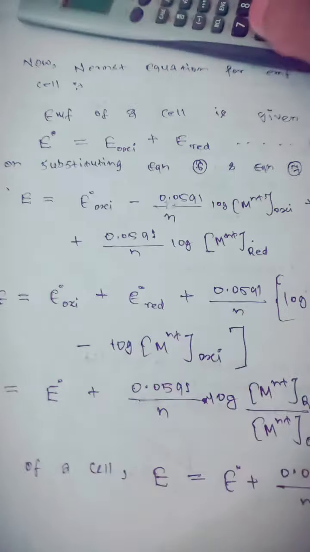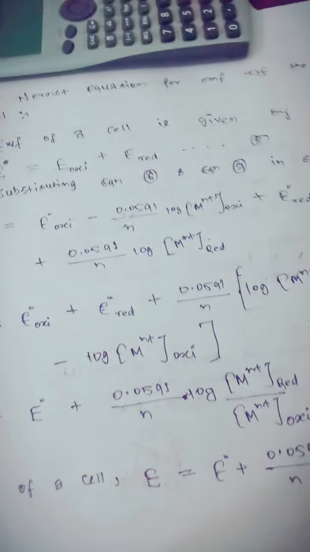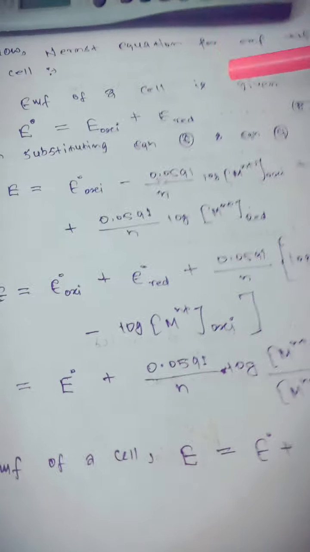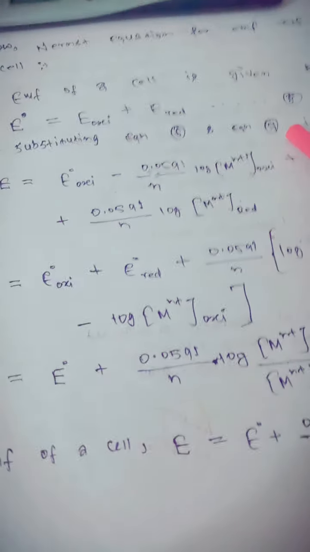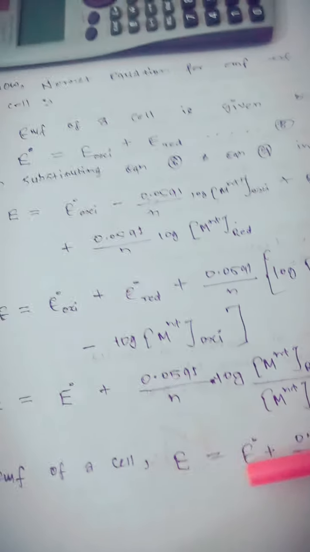Since now finally I have two equations. What are they? The Nernst equation for the oxidation potential value, and the Nernst equation for the reduction potential value also. Now finally I am going to find out the EMF of a cell. For this I have to add both of these equations, that is, the Nernst equation for the oxidation potential and the Nernst equation for the reduction potential. I will just add both equations, and then finally I will get the EMF of a cell equation for the Nernst equation.